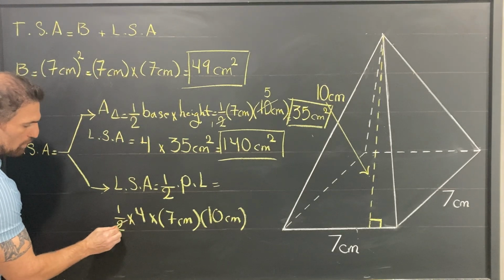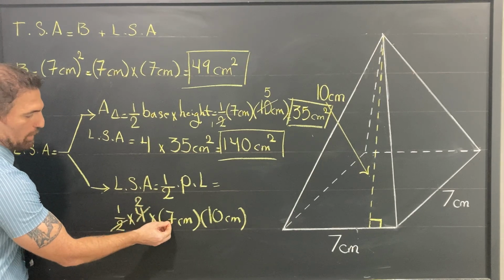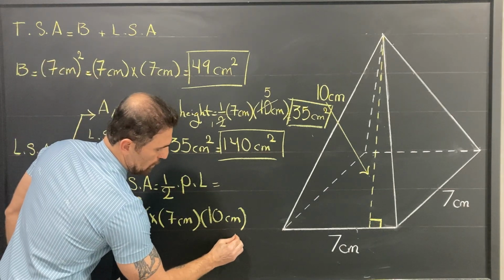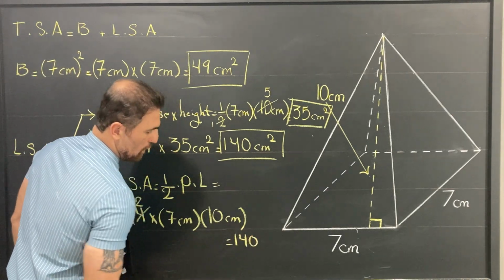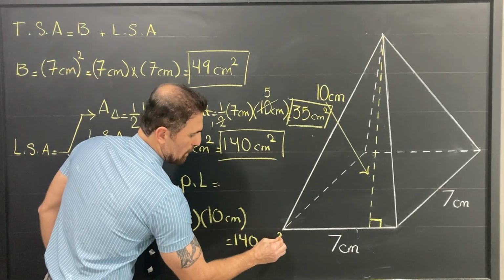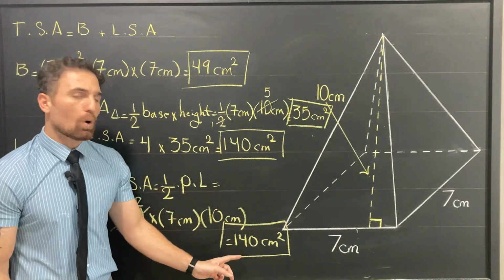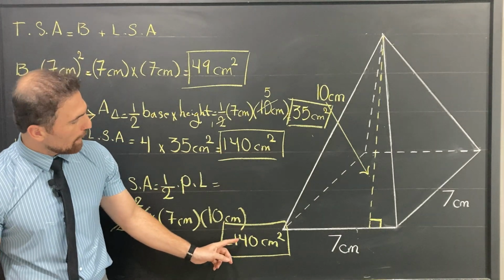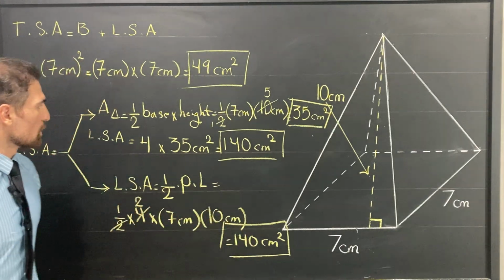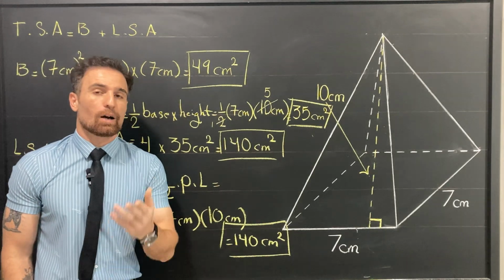2 divided by 2, 1. 4 divided by 2, 2. 2 times 7, 14. 14 times 10, 140 centimeters times centimeters, square centimeters. Look, using both ways, we have got 140, the same answer. So we can use both ways to find the lateral surface area. This is up to you.